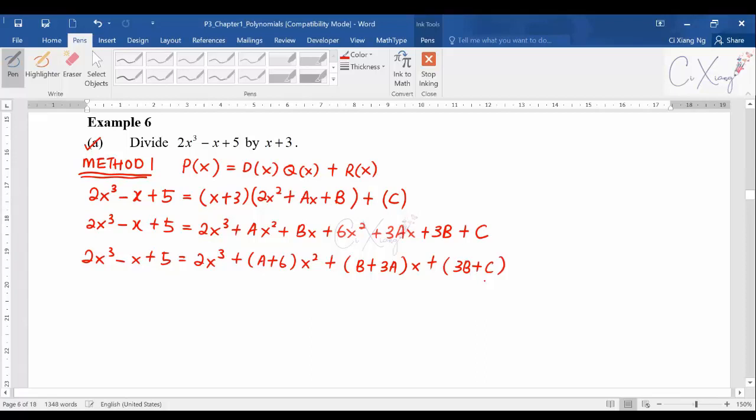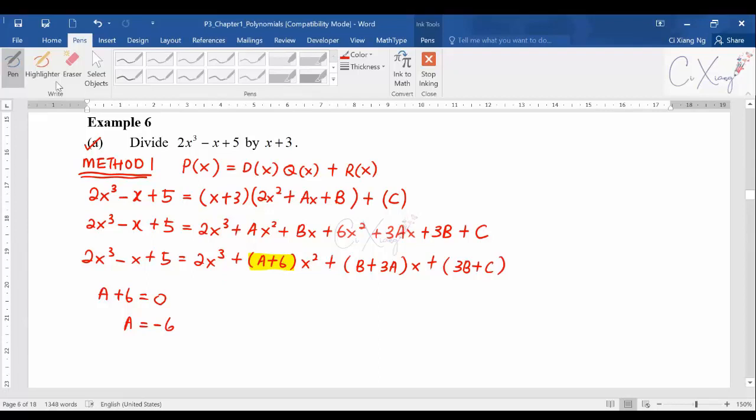Okay, so after you group them in different powers of x already, then you just compare the left-hand side with the right-hand side. So as an example, if I look at this one, this term is x power 2, right? The coefficient of x power 2 is a plus 6. On the left-hand side, you didn't see any x power 2, which means what? That means a plus 6 equals 0, because you have 0x squared here. So you compare left and right-hand side. So a plus 6 equals 0, therefore you get a equals negative 6.